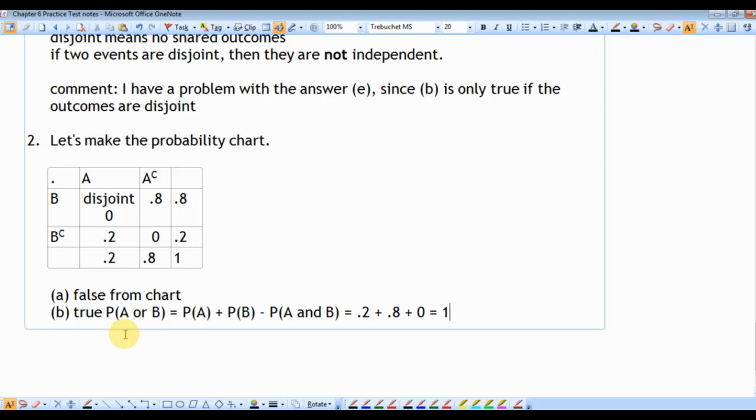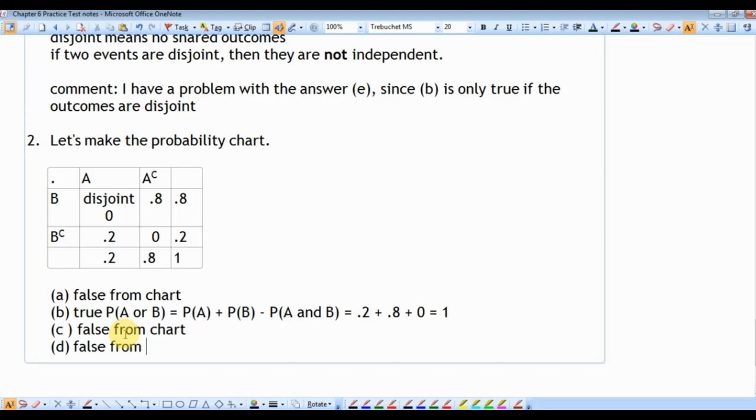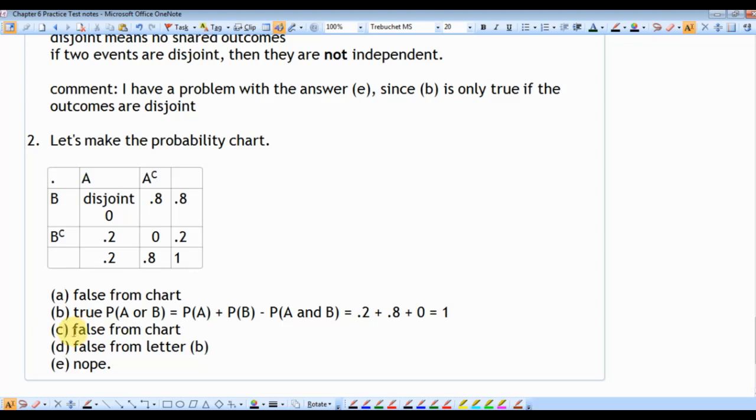C, probability of A and B equals 1. Again, false from the chart. D, probability of A or B is equal to 0.16. False, right? And that's false because we calculated it as 1 in letter B. And finally, E, both A and B are true. Nope.